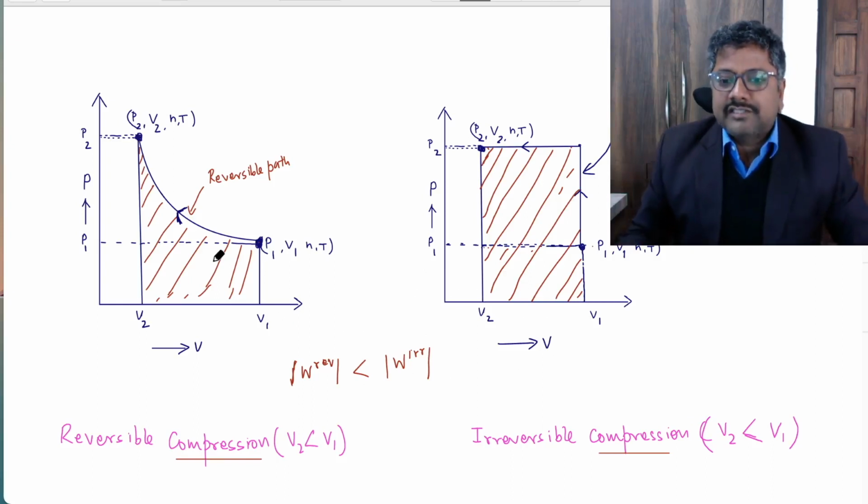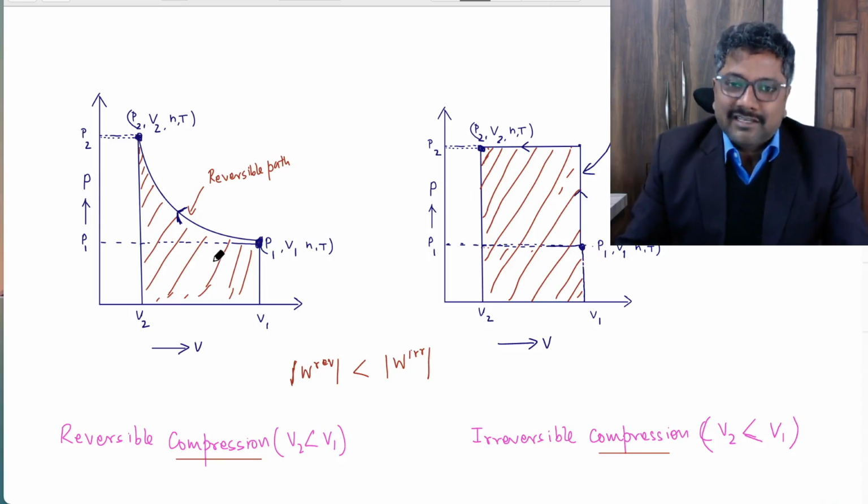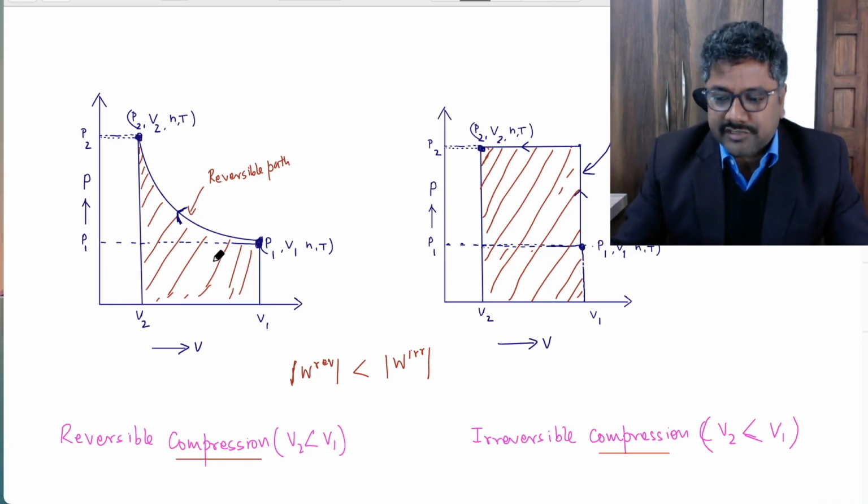Actually the default process is expansion, not compression, because humans don't want to waste their energy, so they do not want to do something on the system. Every time, what humans want is that the system does work for us. So the default process is the expansion process. In the case of expansion, the way we can extract the maximum work from the system is the reversible process, right?